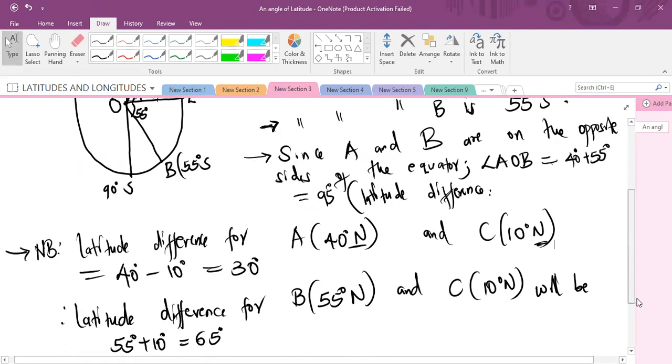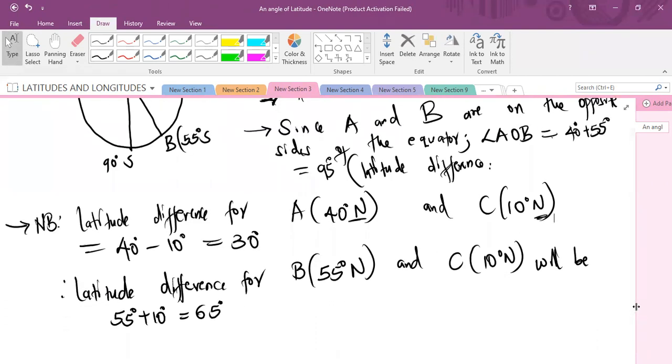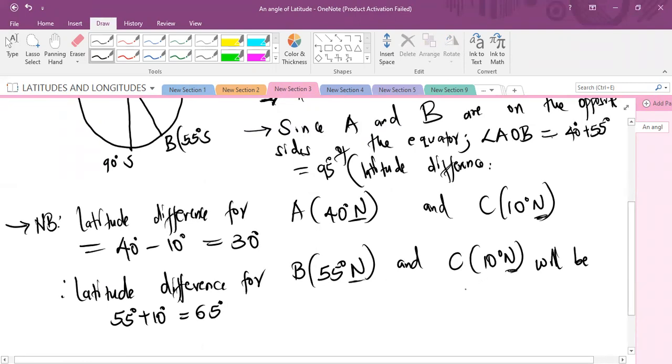So another example here, the latitude difference of, let's say, B, which is on the northern side, and C, which also is on the northern side. Since they are both in the north and the north side, then we will get the latitude difference. This is supposed to be by subtraction, since they are both in the north and north side. So this will be 55 minus 10, and that will give us 45 degrees. And the same applies to the longitude.